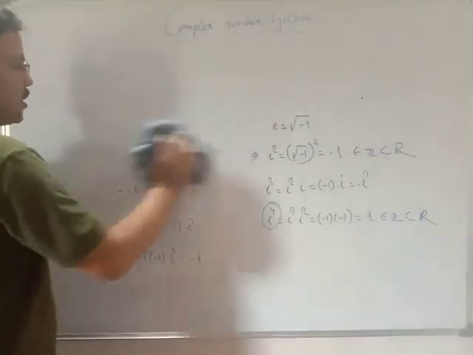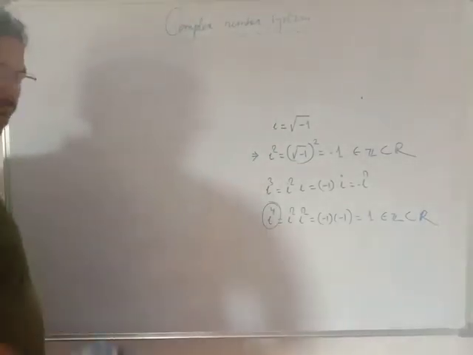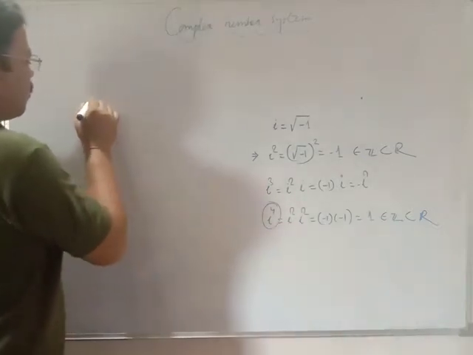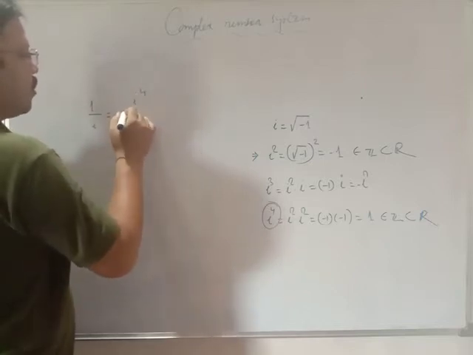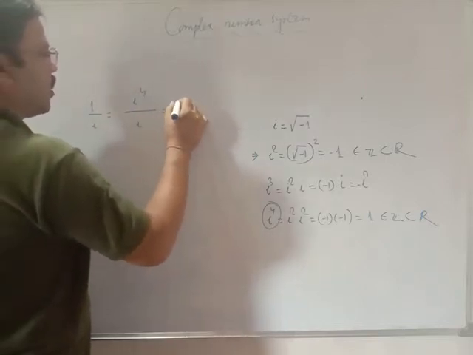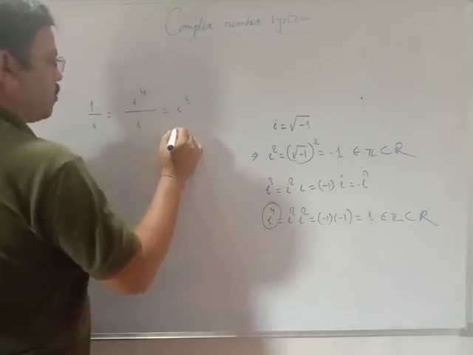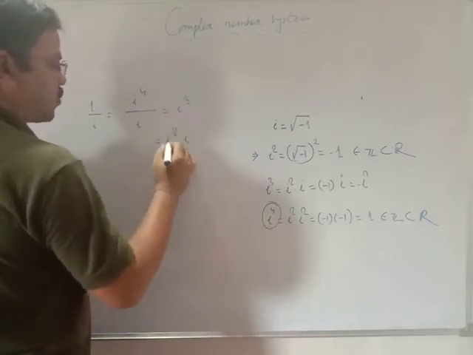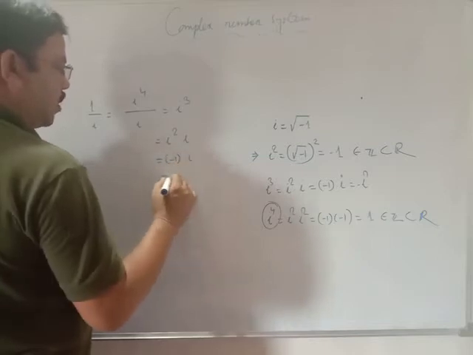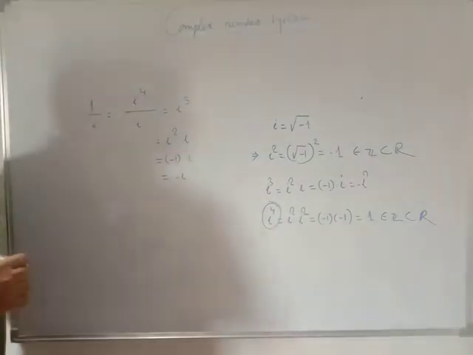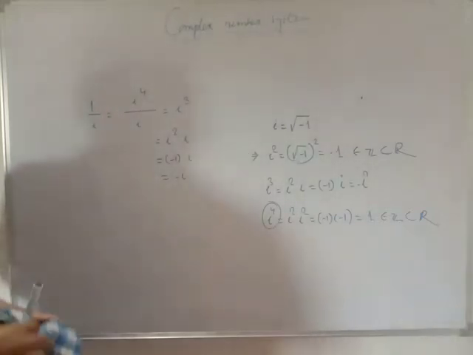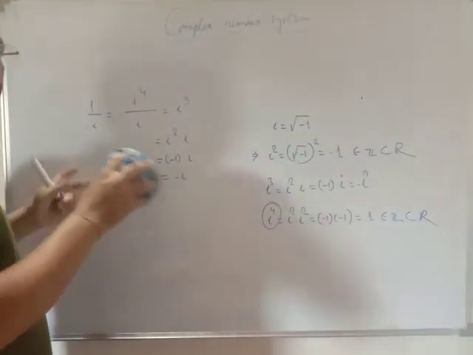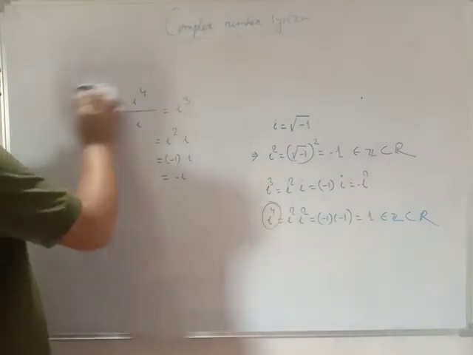Now suppose you are asked about 1 by i. What is the value of 1 by i? 1 by i is equal to, 1 means i to the power 4, by i, is equal to i cube, is equal to i square into i, i square means minus 1 into i, is equal to minus i. So 1 by i is equal to i cube is equal to minus i. So now it is all about your i, imaginary or iota.